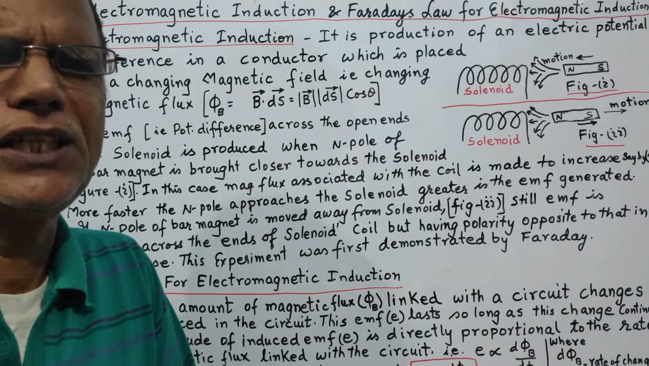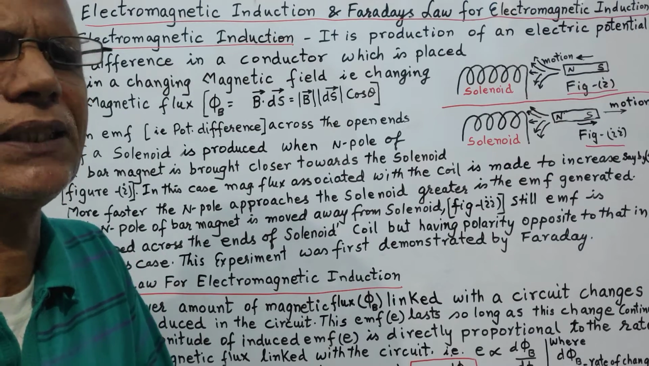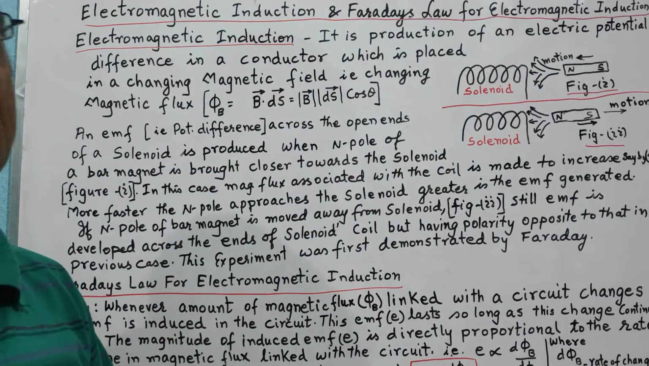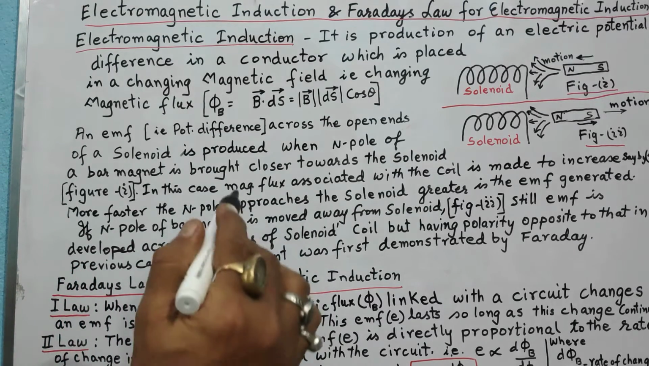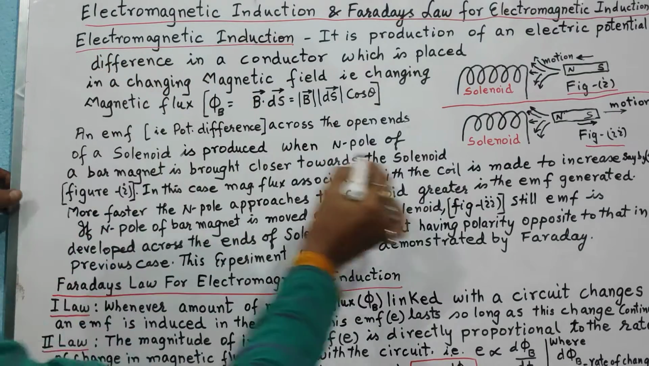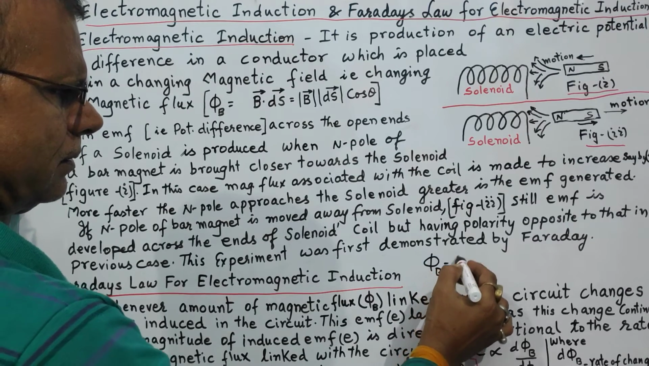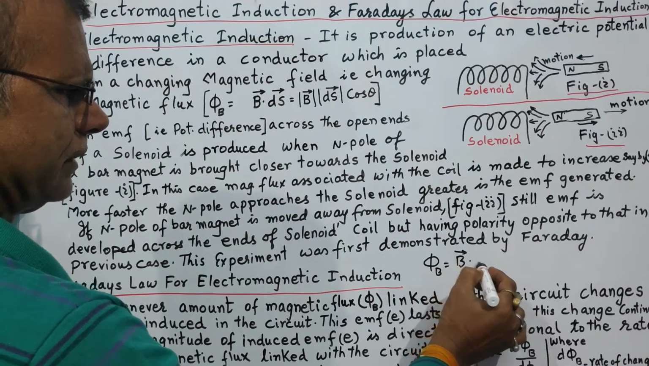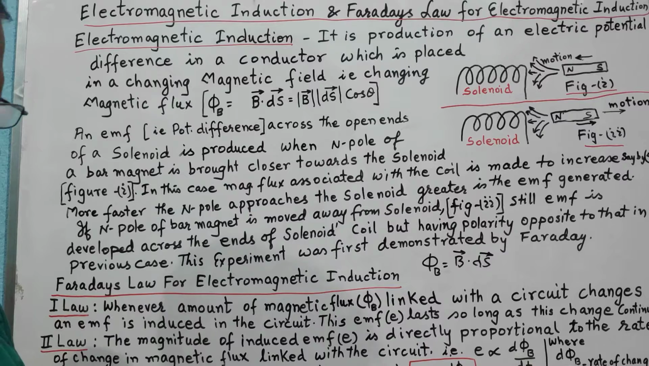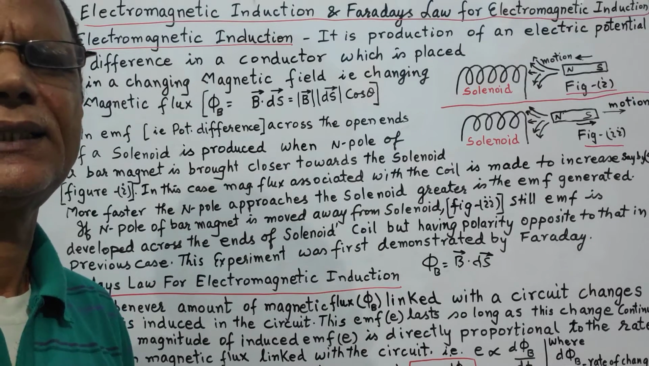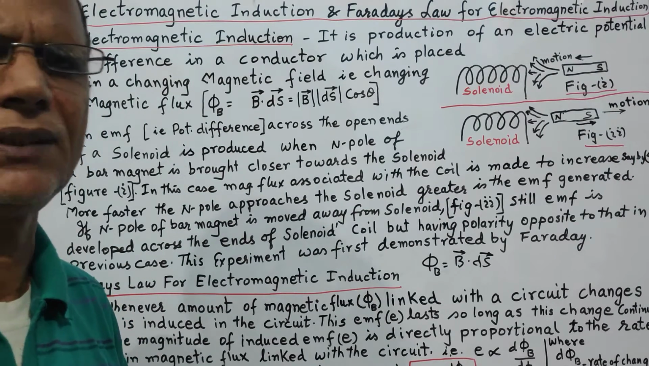So that means there is a change in magnetic field lines associated with the solenoid, that is, a change in magnetic flux associated with the solenoid. Because how do we define magnetic flux? We have already defined magnetic flux, phi, as the dot product of magnetic field and area vector. So that means magnetic flux is the total magnetic field lines passing normally through a surface, known as the magnetic flux associated with the circuit.